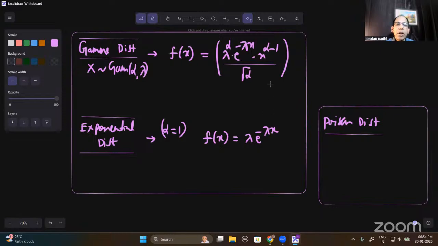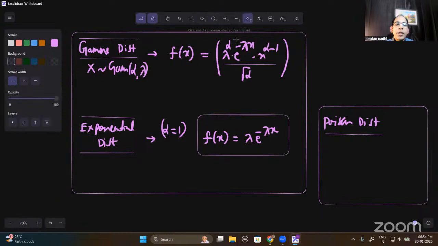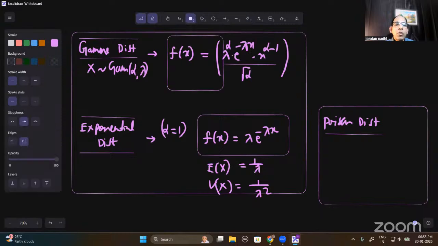So it's very simple, lambda e minus lambda x, and let me write mean and variance as well. E(X) and V(X): alpha divided by lambda, alpha divided by lambda square. These are the mean and variance. And here also we know the mean and variance. Now I'm not interested here. So let's talk practical applications.